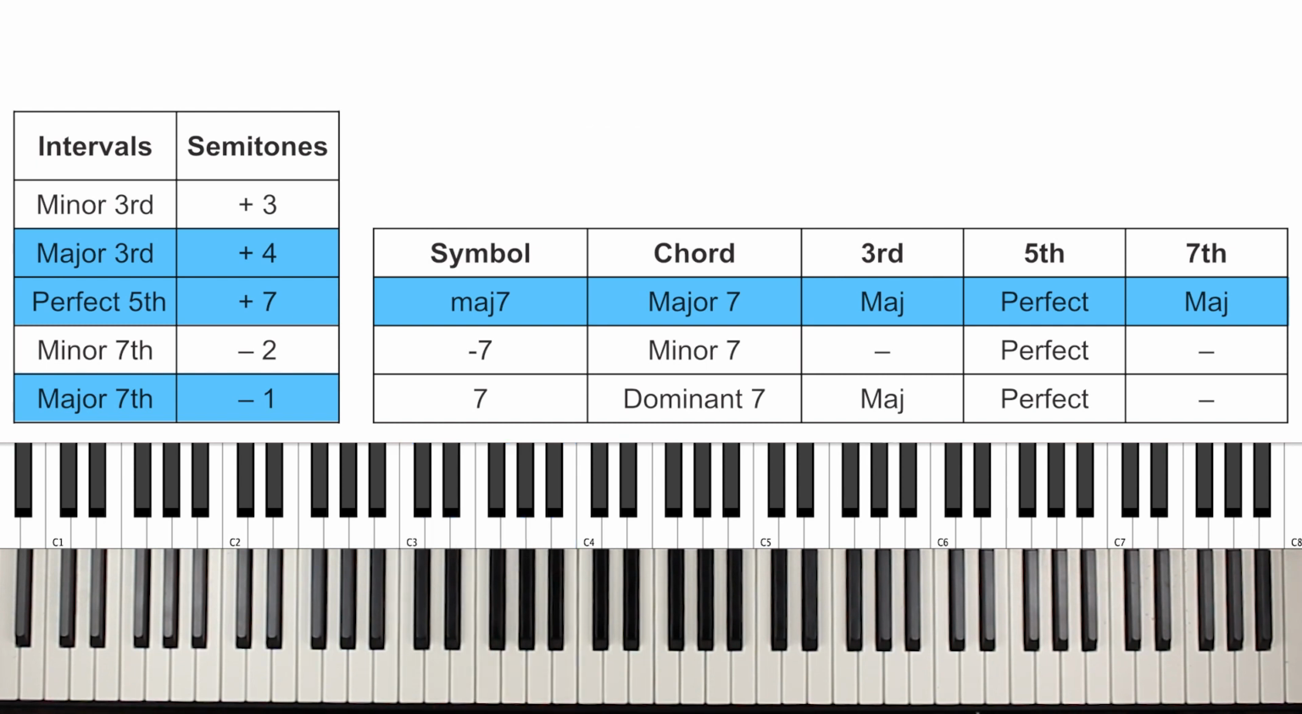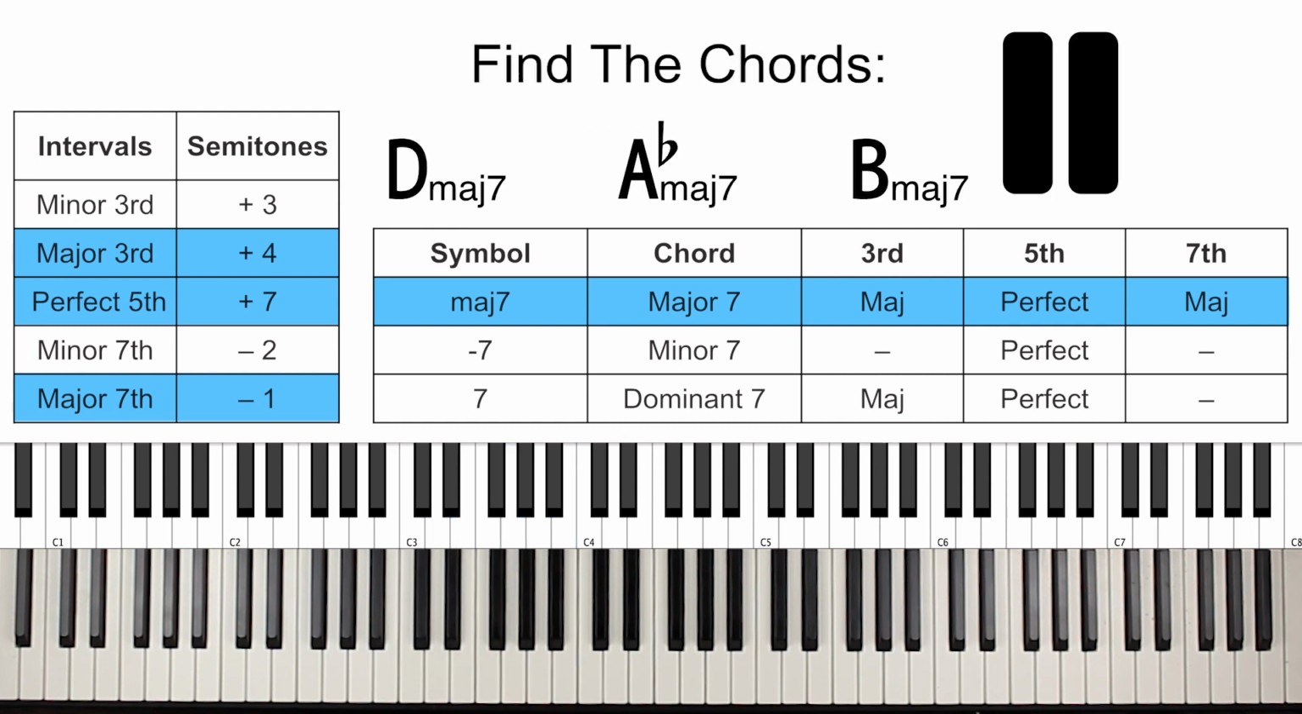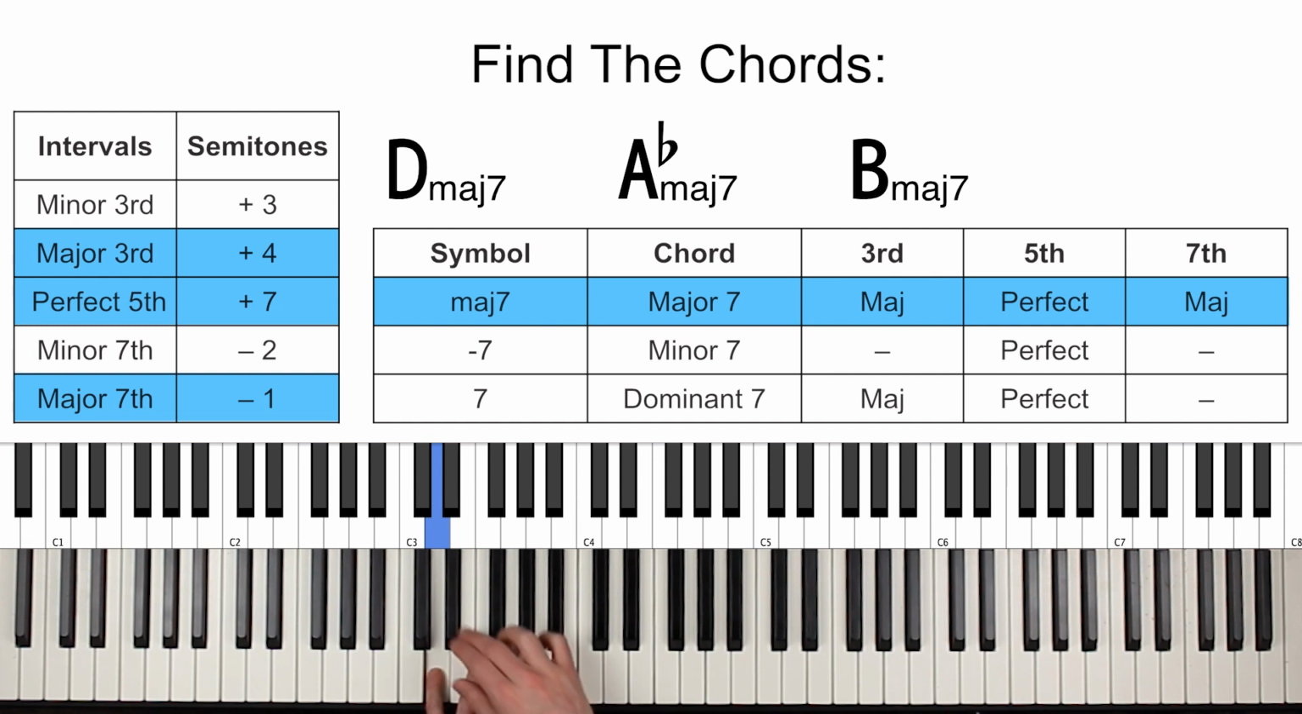Let's find 3 more major 7 chords. We'll do D major 7, A flat major 7, and B major 7. So for D major 7, our root will be D, then a major 3rd, 1, 2, 3, 4, a perfect 5th, 1, 2, 3, 4, 5, 6, 7, and a major 7th. So up to this D here and down 1. And that is a D major 7.